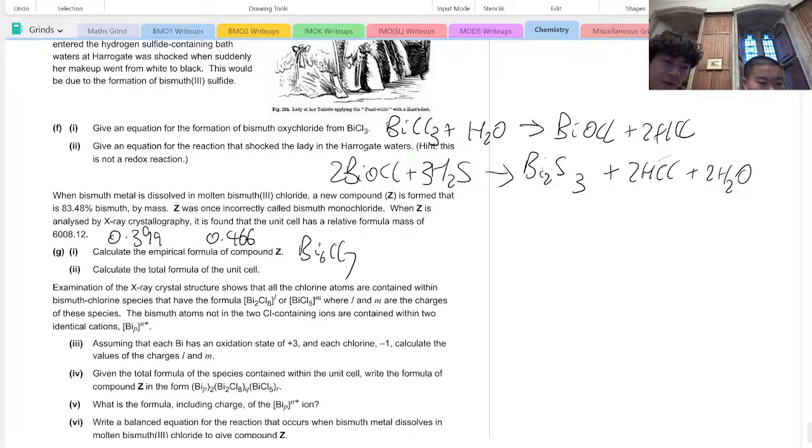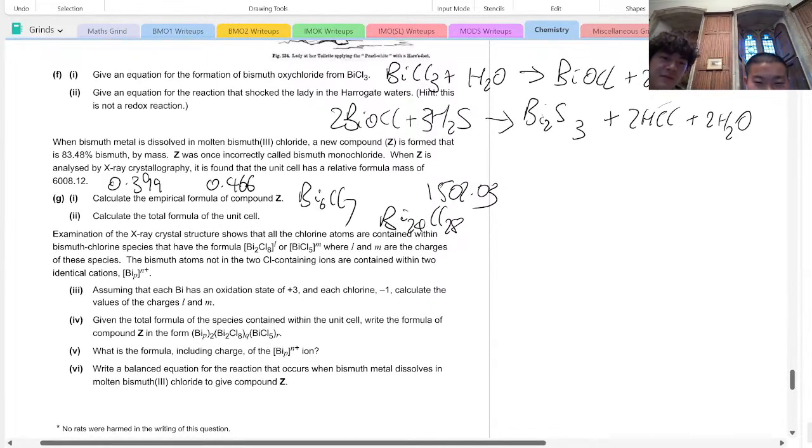1502.03. So it's gonna be Bi24Cl28. I was better in first year than I am now. Calculate the charges. That you can just guess.